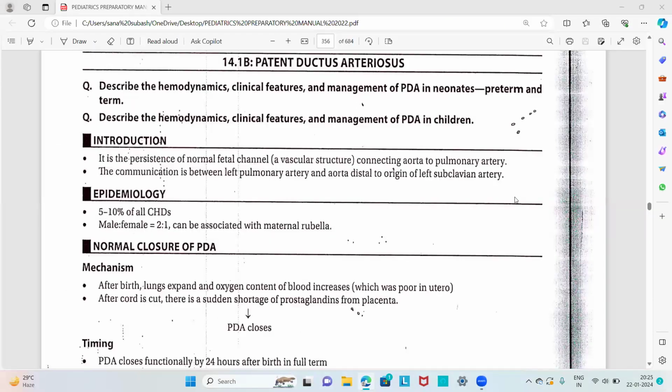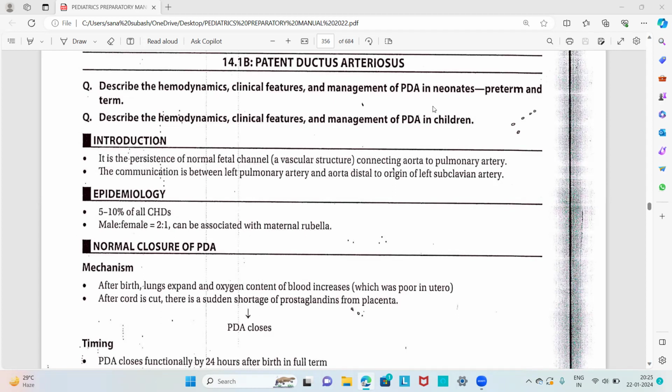Another discussion, the short essays regarding the patent ductus arteriosus. The common questions are: describe the hemodynamics, clinical features, and management of the patent ductus arteriosus in neonates, preterm and term. Describe the hemodynamics, clinical features, and management of PDA in children. So these are the usual question pattern asked in the patent ductus arteriosus topic.